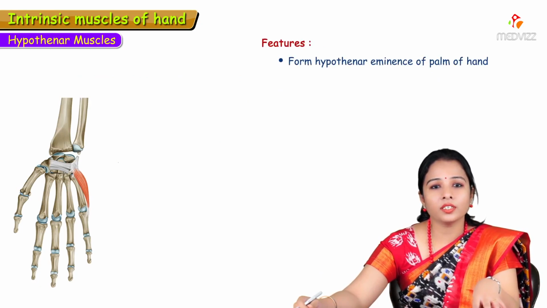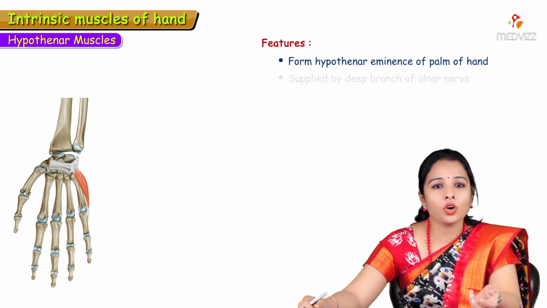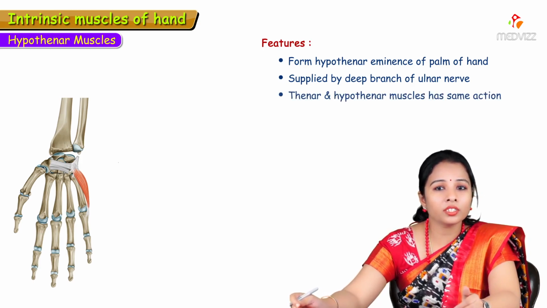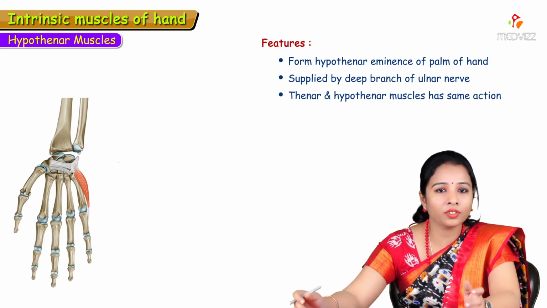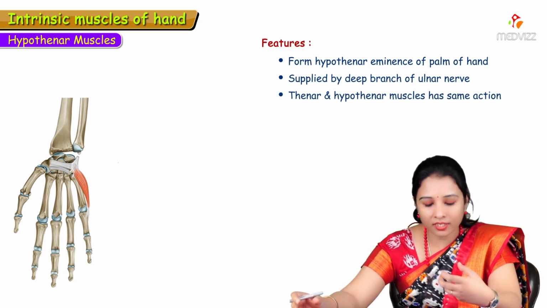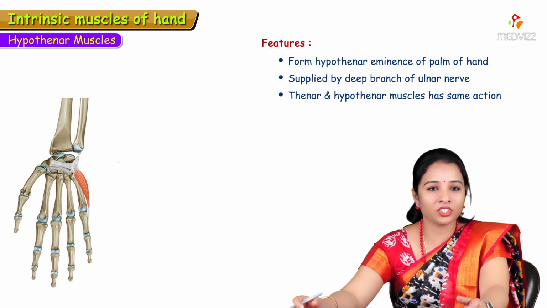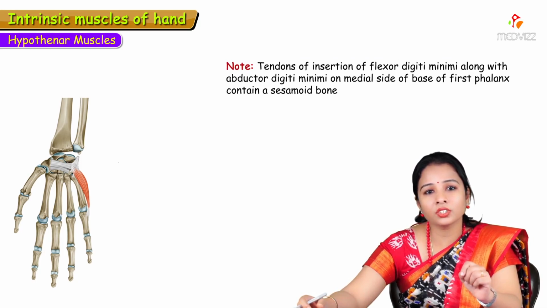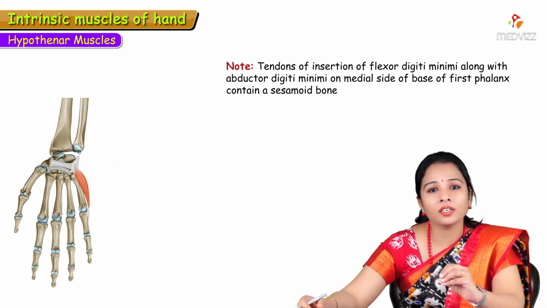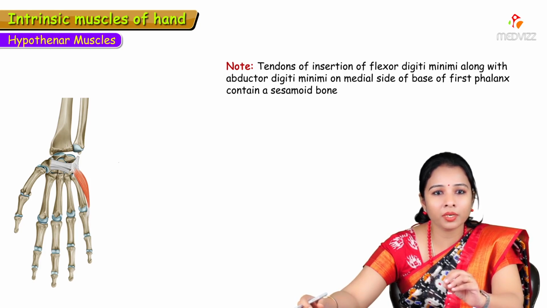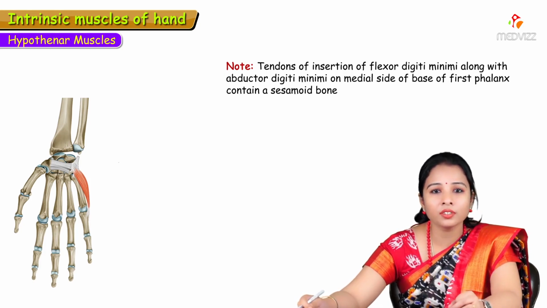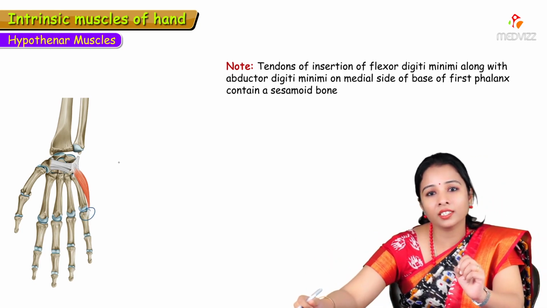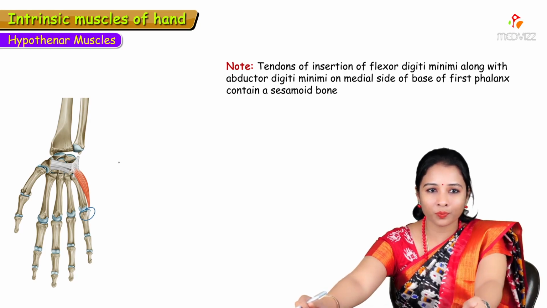So the hypothenar eminence of the palm of the hand, all of them are supplied by the deep branch of the ulnar nerve. And the origin, insertion and actions of the thenar and hypothenar muscles, as the name suggests, are the same. One thing we have to note here: the tendons of insertion of flexor digiti minimi along with abductor digiti minimi on the medial side of the base of the first phalanx contain a small sesamoid bone.